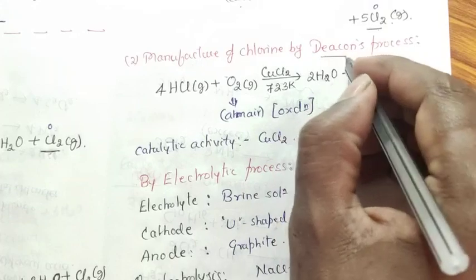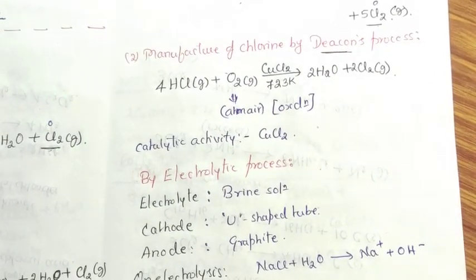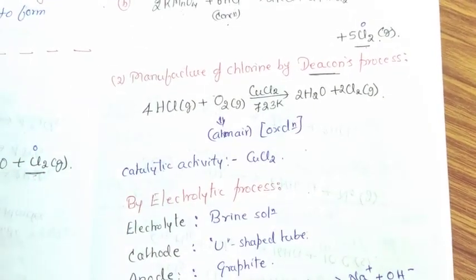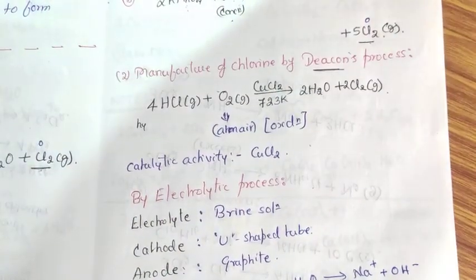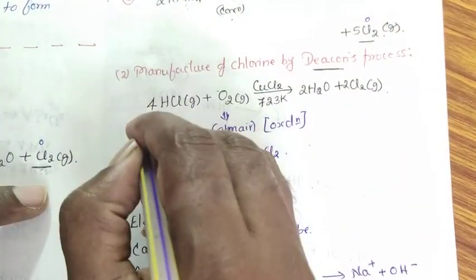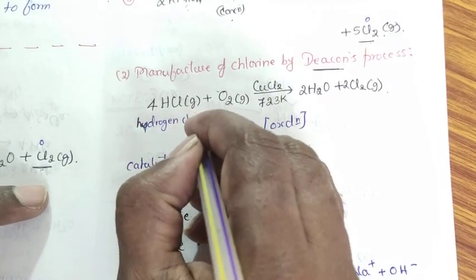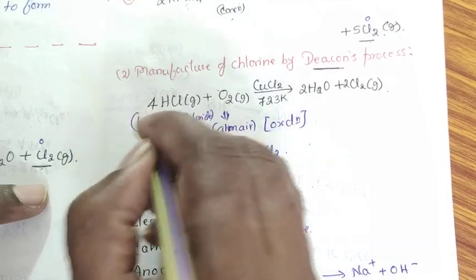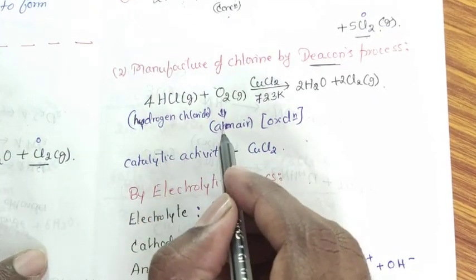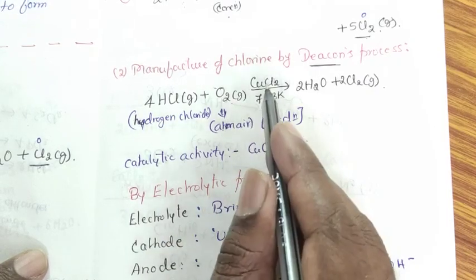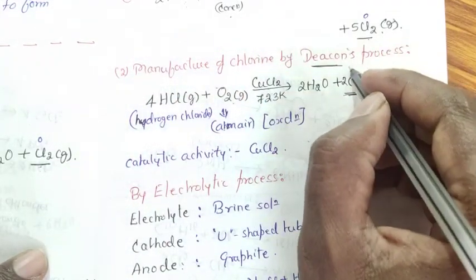And a very important method is Deacon's process, the manufacture of chlorine by Deacon's process. In this process, the gaseous hydrogen chloride, one minute, it is not hydrochloric acid, it is hydrogen chloride. HCl in gaseous state is considered hydrogen chloride. In liquid state it is called hydrochloric acid. When hydrogen chloride is subjected to oxidation in presence of atmospheric air by using a suitable catalyst, chlorine gas gets liberated, meaning HCl gets oxidized to chlorine gas.